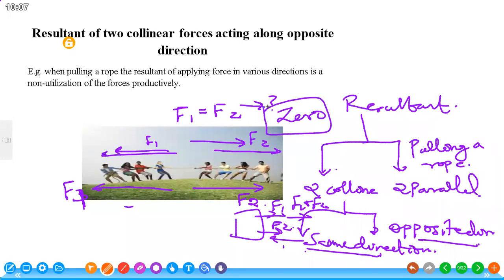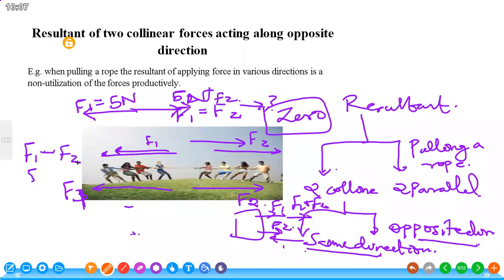Which one is 0, students? The resultant force. If we take F1 as 5 Newton and F2 as 5 Newton, the resultant force is F1 minus F2, that is 5 Newton minus 5 Newton, which is equal to 0. So the rope does not move to any side.